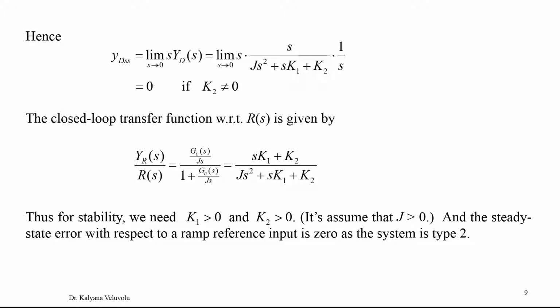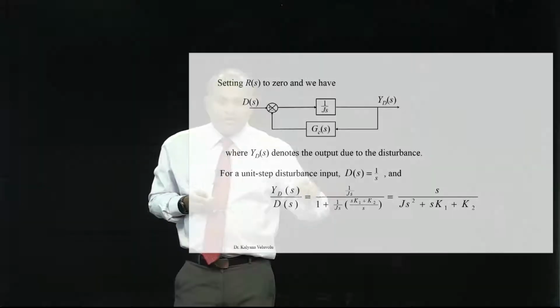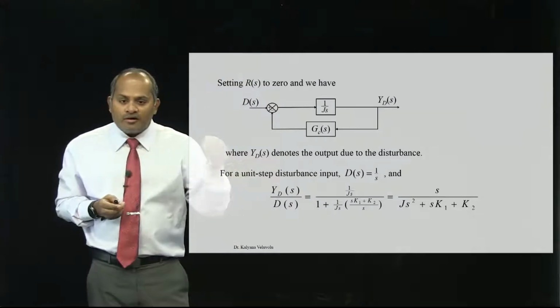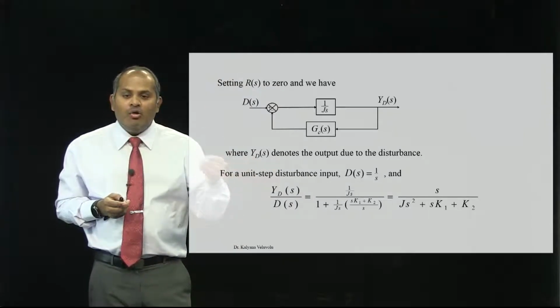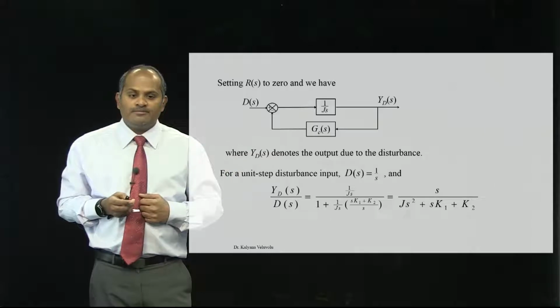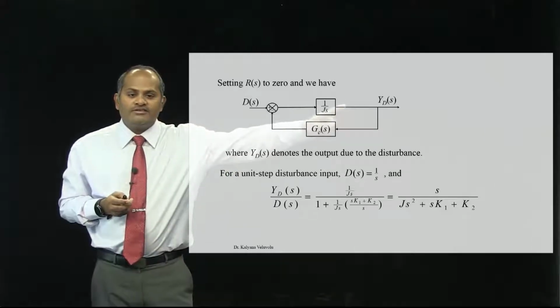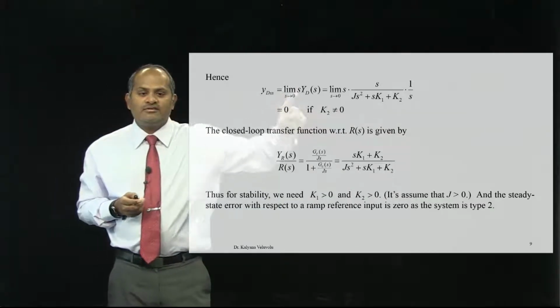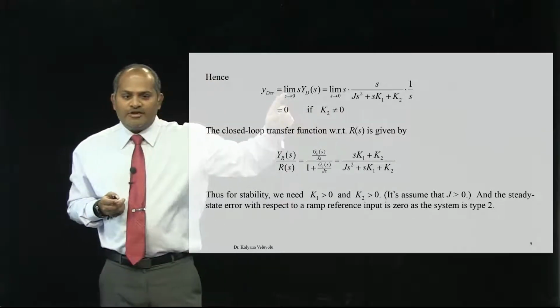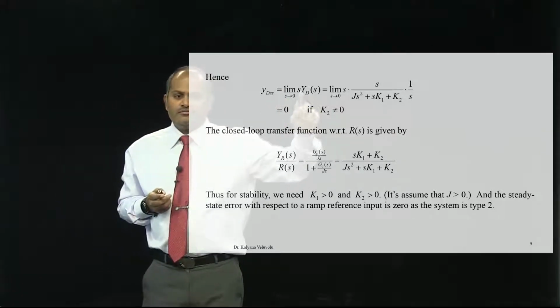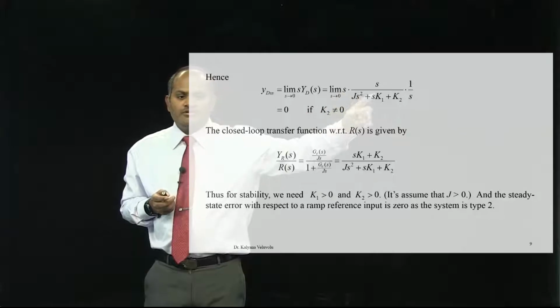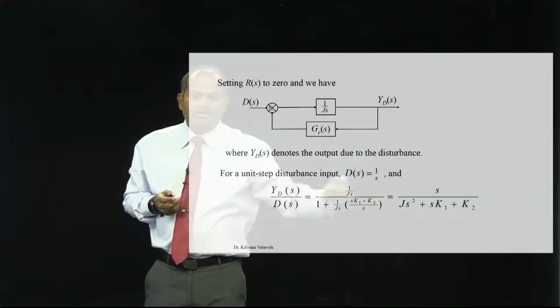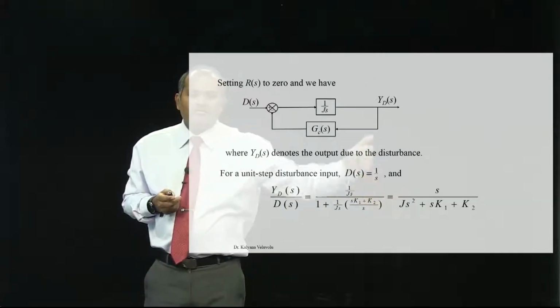So, that is equal to limit s tends to 0 of s into (s by Js square plus s K1 plus K2) into 1 by s. So, coming back, we are not finding the error, we are trying to find the steady state output due to disturbance input. I want to find yd of s, and this is limit s tends to 0 of s into yd of s, which is the transfer function into the disturbance.